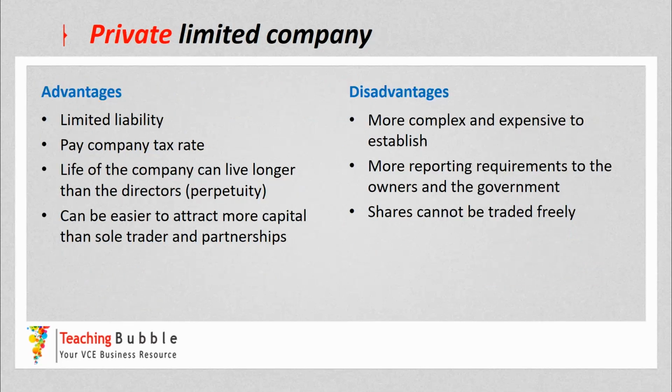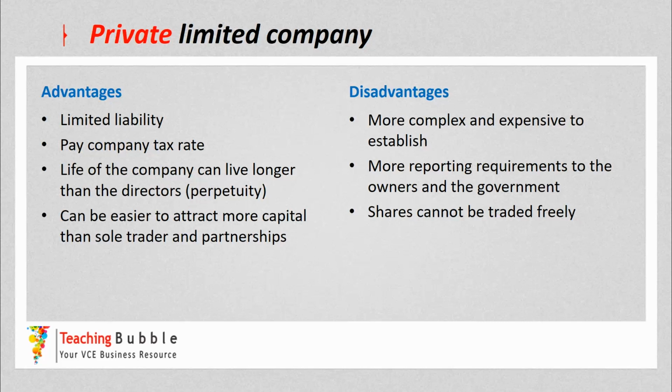So if we look at some of the advantages and disadvantages of a private limited company, we mentioned earlier that limited liability was a real advantage for the owners or the shareholders of a private limited company. So their personal assets are somewhat protected. And also the company pays the company tax rate, which, once a certain level of profit is reached, is actually lower than the income tax rate that the other structures we looked at with a sole trader and partnership have to pay. So depending on the level of profit, that can be a real benefit.